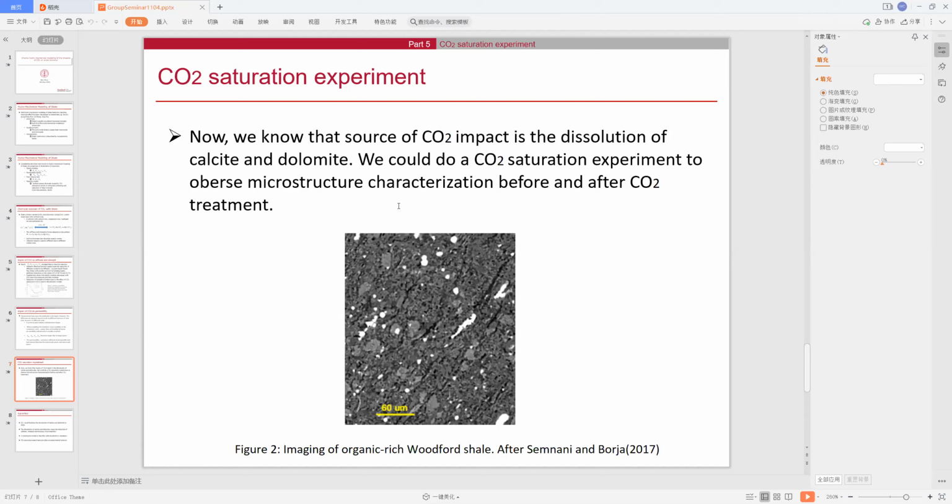The dissolution distribution also matters. The reaction speed is different across different areas. So we could do a carbon dioxide saturation experiment to observe the microstructure characterization before and after carbon dioxide treatment.